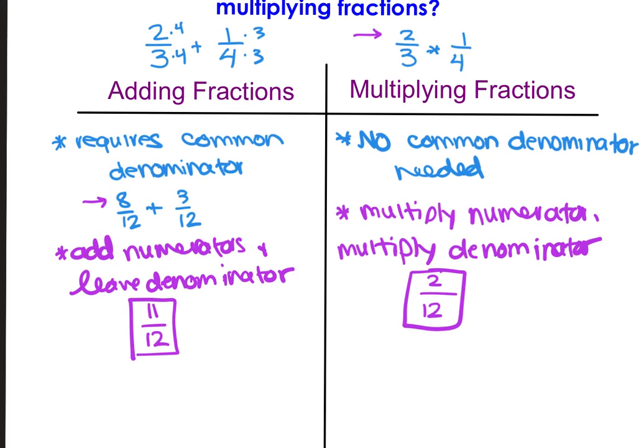Then from here, our final step for each process, regardless of what we do, is we're always going to simplify that fraction. Now, in the adding fractions example I have here, that's not necessary, but over here in the multiplying one, we can see that that is something we can do. So 2/12, if we divide both by 2, is going to become 1/6. So there you can kind of see the differences and similarities between adding and multiplying fractions.